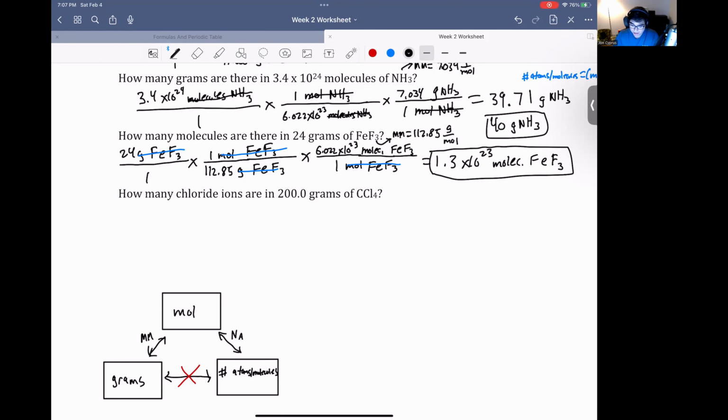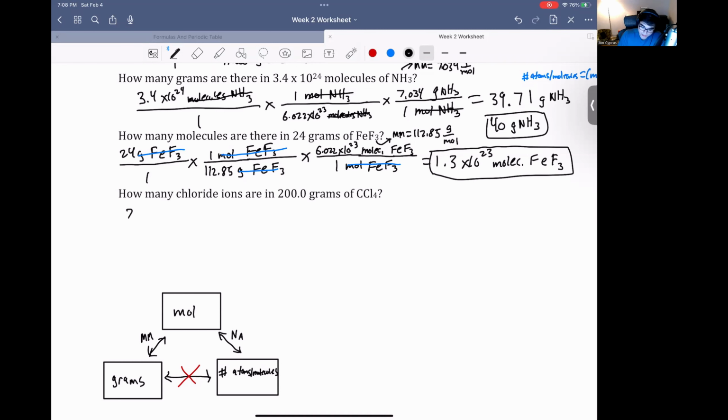Now this next one, it says how many chloride ions are in 200 grams of carbon tetrachloride. So how do you do this one? Chloride ion is the Cl minus, or the chlorine that is attached to the carbon, essentially. So we're going to go backwards here from grams to moles to number of atoms or molecules. There are 2 ways you can do this at the end, converting from carbon tetrachloride to chloride. I'm going to do it one way, and I will talk about it when I get there.